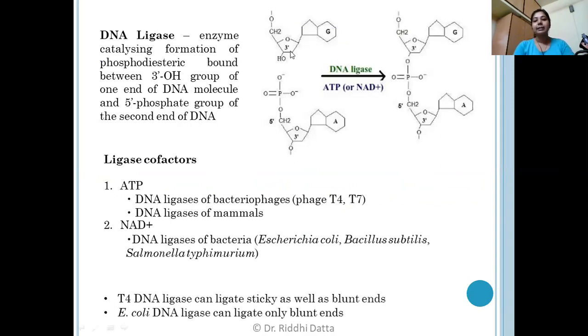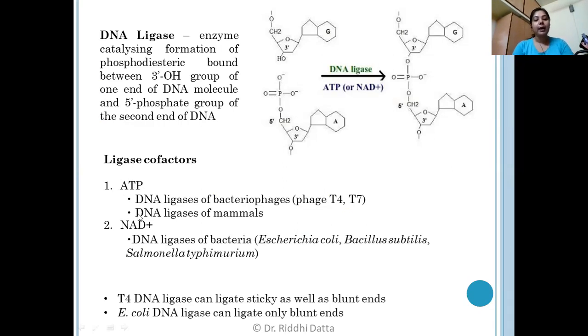Here we can see that DNA ligase catalyzes the reaction in which a phosphodiester bond is formed between the 3' OH of one fragment and the 5' phosphate group of the other fragment. And this results in joining together of the two fragments. Now we have two groups of DNA ligases. One group is isolated from bacteriophages or mammals, and these bacteriophage DNA ligases require ATP as cofactor, and they can ligate both sticky ends as well as blunt ends.